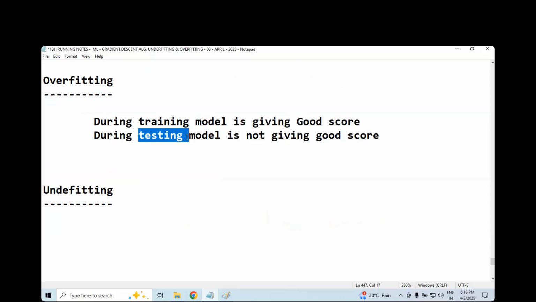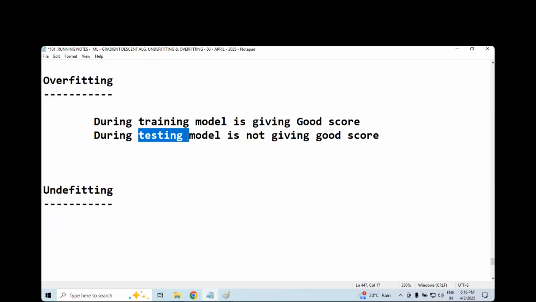For y_test we need to provide the actual values. Same way, by using the score method only. Testing data is giving a less score. Practical also we are doing. But during training, the model is giving a good score. What might be the reason? That reason also we need to identify.